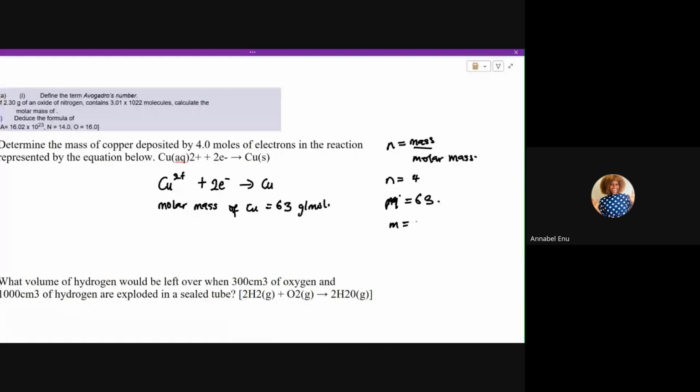So our mass is going to be number of moles times molar mass. But when we see this particular question, we notice that it is 2 electrons that are being given off, but the question is asking for 4. So to get our mass, our number of moles based on the balanced equation is going to be 2 times 63, which is going to give us 127 gram.